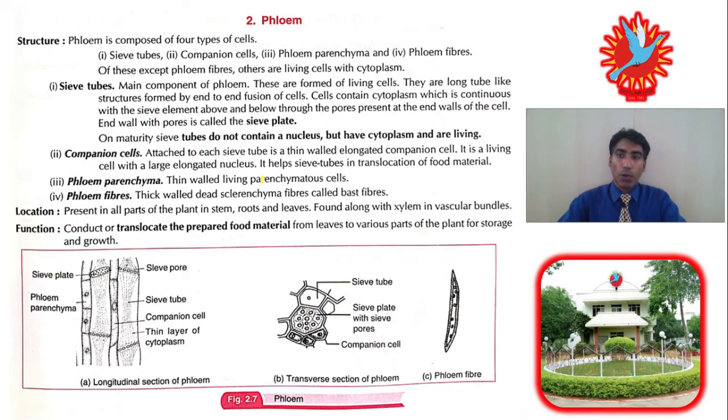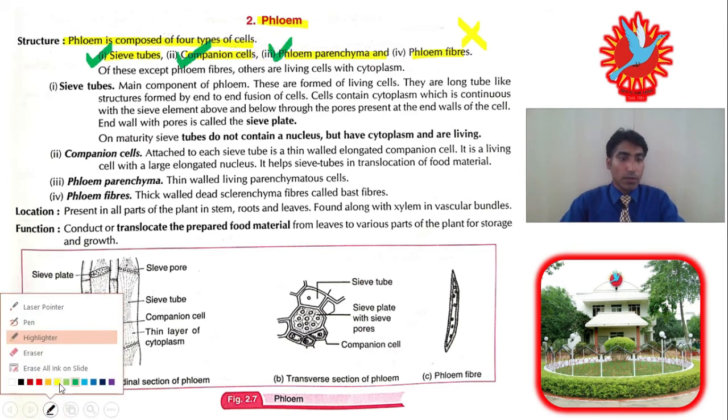Next, phloem. Phloem is the next type of complex permanent plant tissue, and the structure of phloem. Phloem is composed of 4 types of cells. Just like xylem, it also has the 4 cells: sieve tubes, companion cells, phloem parenchyma, and phloem fibers. Here only phloem fibers is non-living, while all other cells are living. Sieve tubes are living cells, companion cells are living cells, phloem parenchyma are the living cells. Only phloem fiber is non-living cells.